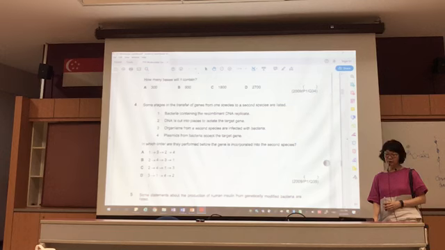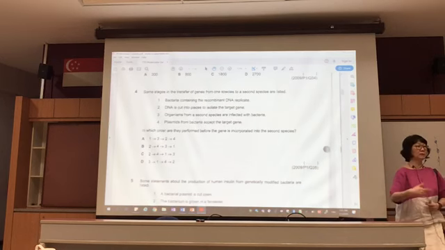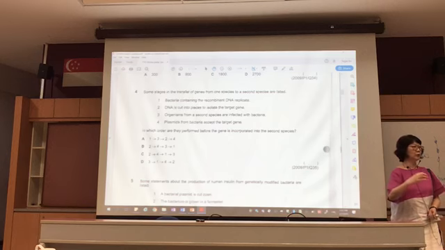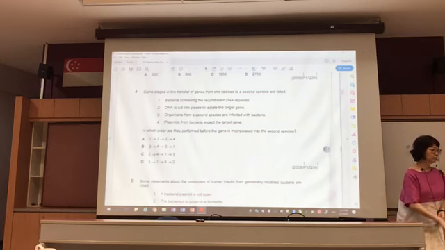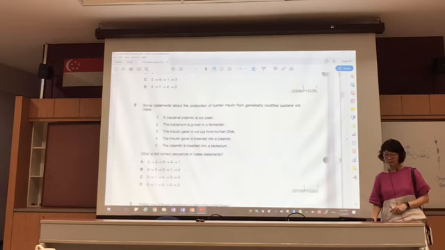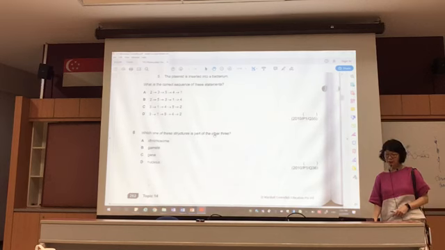Next, you see here, stages in the transfer of a gene from one species to another species are listed. So what are you required to know? You need to know the steps involving genetic engineering to introduce a gene into bacteria. So do you know the steps? You need to know this. Same thing here, do you know the steps? Repeated question, right?